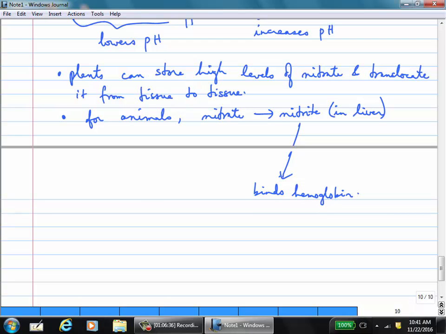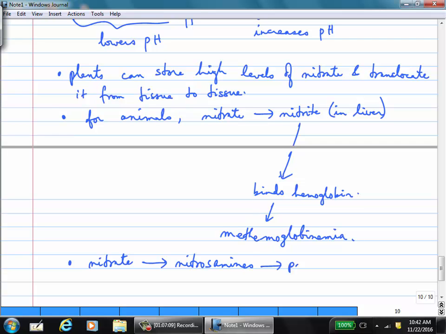And it can lead to this disease that is called methemoglobinemia, right? Because your hemoglobin is not active, it's not being able to do its work. That's one possibility. In addition to that, it can also cause cancer because nitrate can get converted in animals to nitrosamines, which are potent carcinogens.